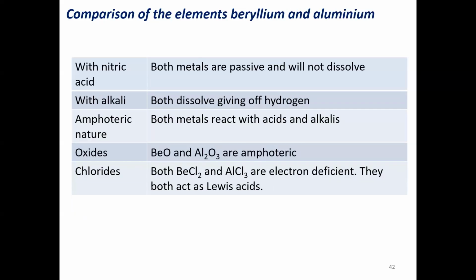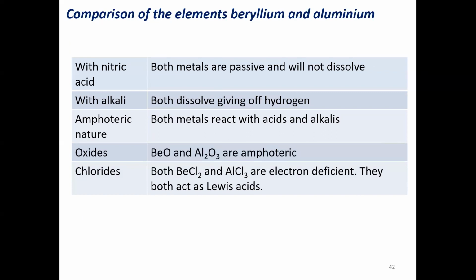Okay, so we now compare. The next is the comparison of beryllium and aluminium, in terms of their diagonal relationship. With nitric acid, both metals are passive and will not dissolve in nitric acid. But with alkalis, both dissolve, giving off hydrogen. Both of them are amphoteric, so they can react with both acids and alkalis. And both of their oxides are amphoteric.